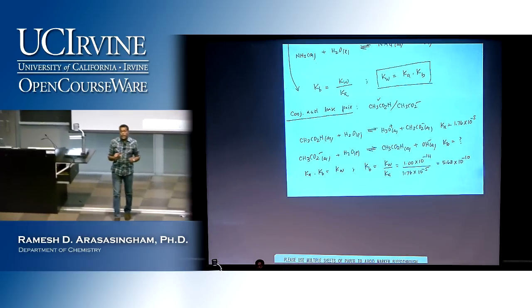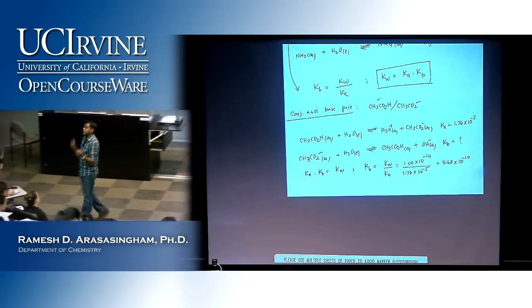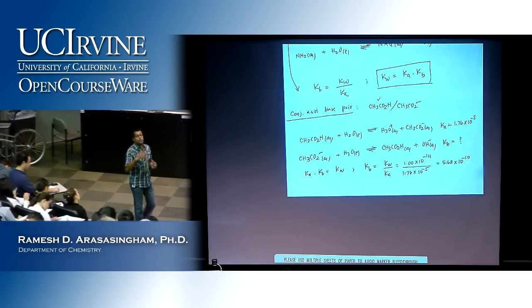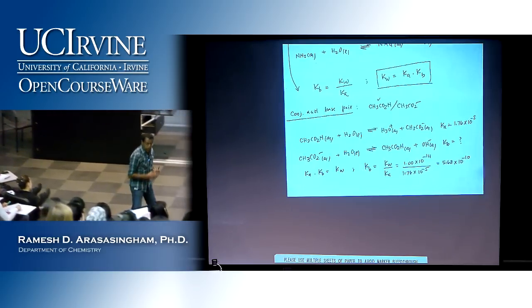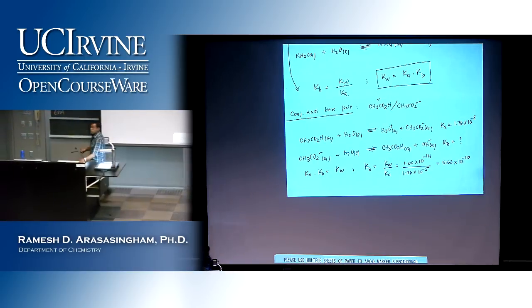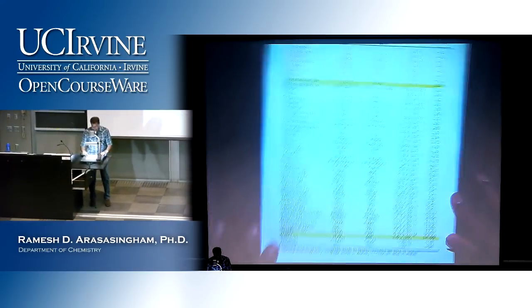All right? And so if you know what the Ka of the acid form of this conjugate acid base pair is, you can always figure out what the corresponding Kb is. All right? So this is important, because what you will realize is that this is the only table that you need.